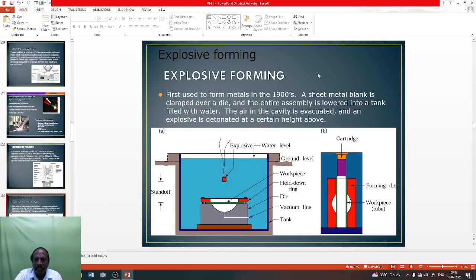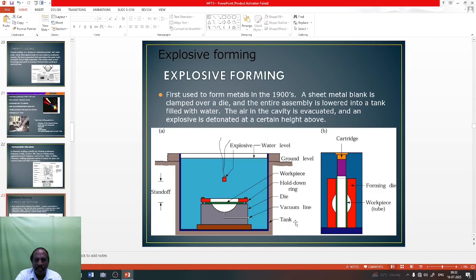Okay, that is what we call explosive forming. First used to form metals in 1900, a sheet metal blank is clamped over a die, and the entire assembly is lowered into a tank filled with water. The air in the cavity is evacuated, and an explosive is detonated at a certain height above. This is what is meant by this setup.